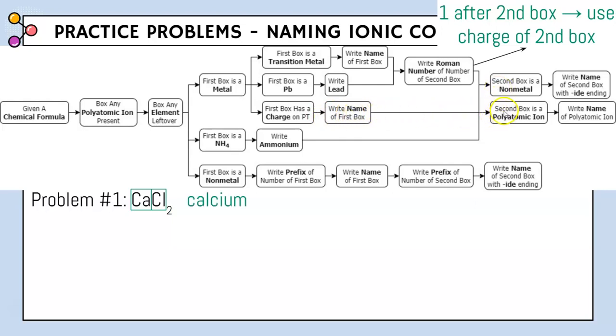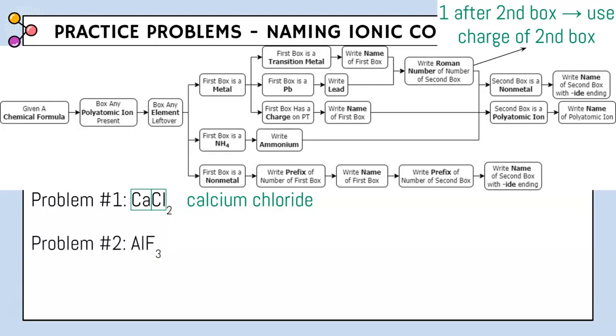We'll continue on to our 2 options about our second box, either a nonmetal or polyatomic ion. Well, chlorine is a nonmetal, so we're going to write the name of the element with an ide ending, meaning Cl, chlorine, is not going to be chlorine, it's going to be chloride. So problem number 1 answer is calcium chloride.